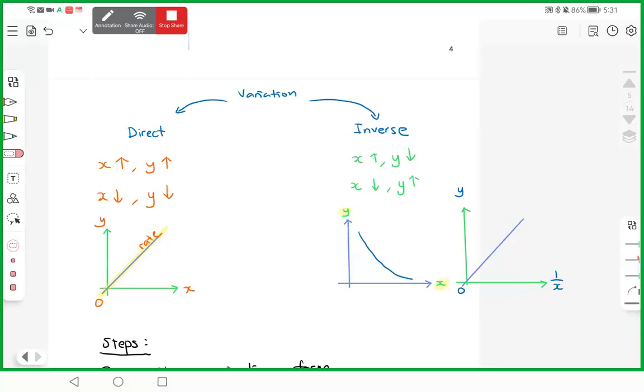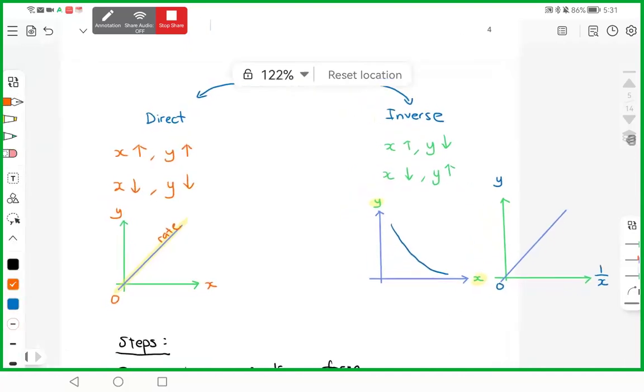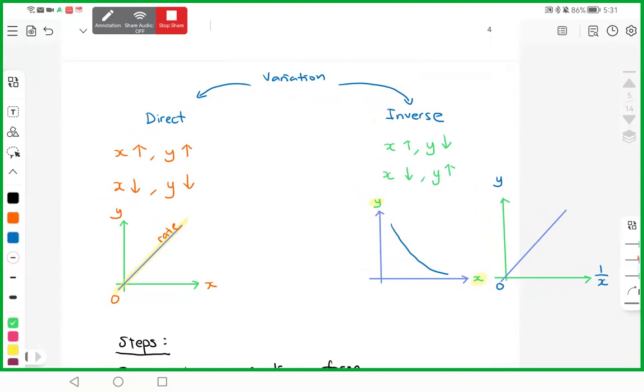Okay, so we do a bit of revision of what we have learned in chapter 1. So it's all about variation. Variation means relation, hubungan. We have two types of relation here. The first one is direct variation. Direct means if one variable is increased, another one is also increased.